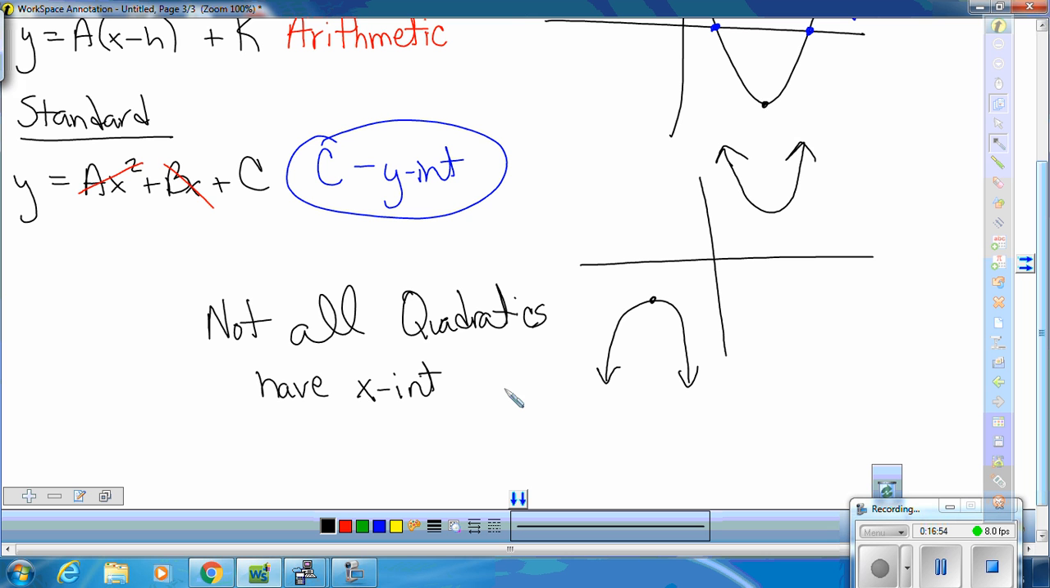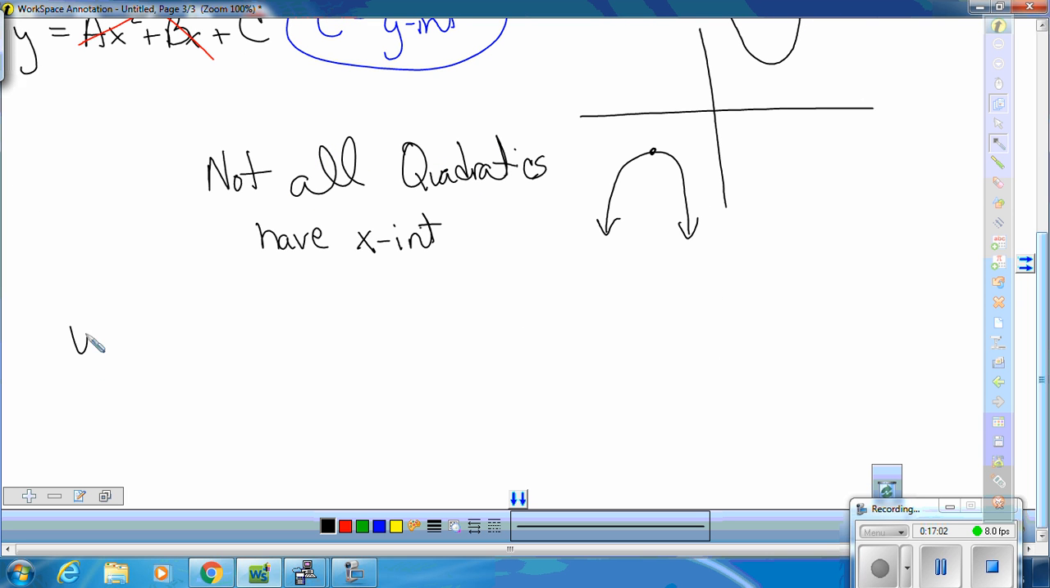But that doesn't mean it's always going to be that way. When you are looking for your x-intercepts, what you want to check first is to factor first.